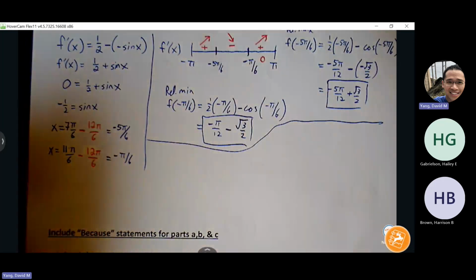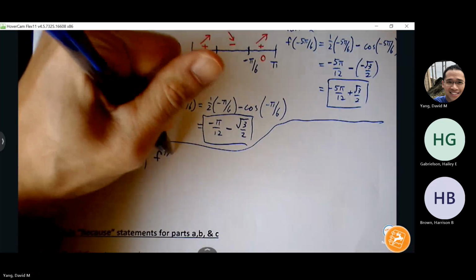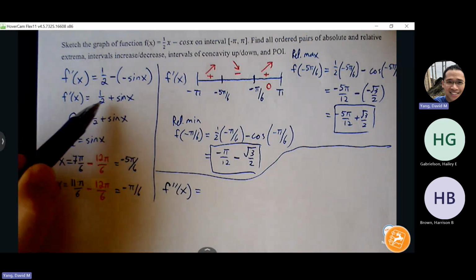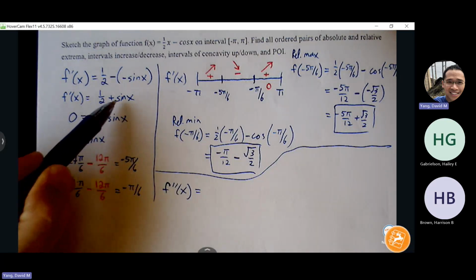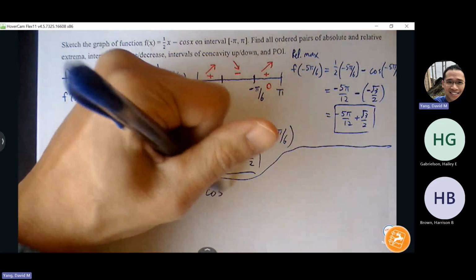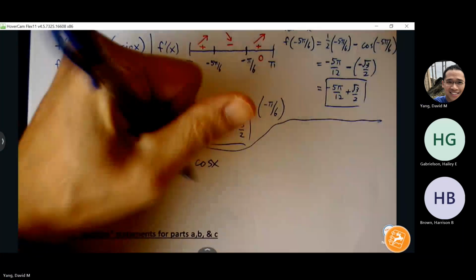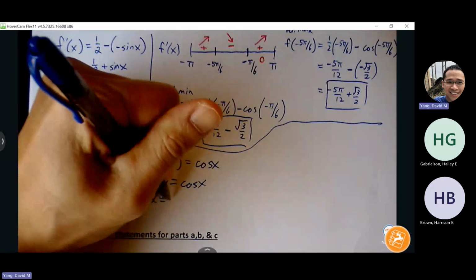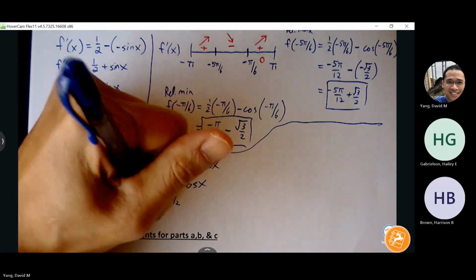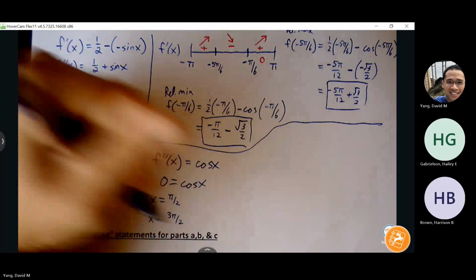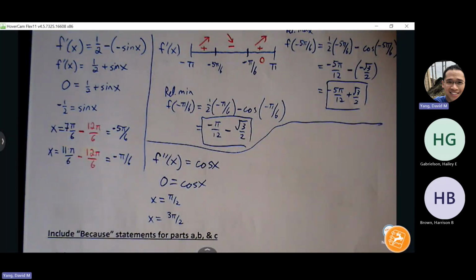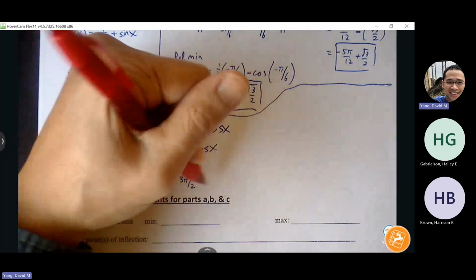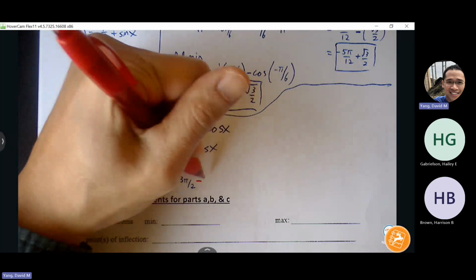Okay, second derivative. F double prime. F prime is 1/2 plus sine x. 1/2 goes away to 0, sine becomes cosine. So F double prime is just cosine. Set that equal to 0. Where's cosine equal to 0? At pi over 2 and 3 pi over 2. Pi over 2 is safe. It falls inside this interval, but for 3 pi over 2, let's find another coterminal angle. We can subtract 2 pi here.